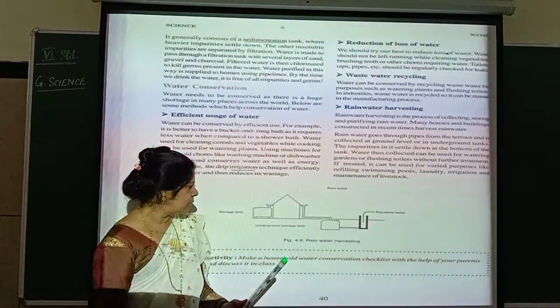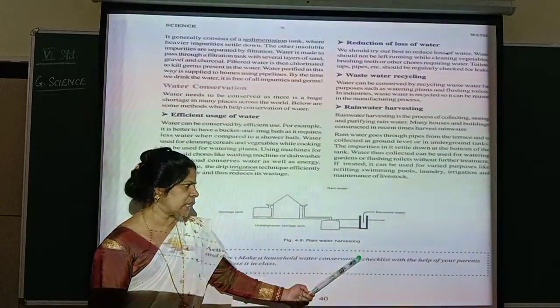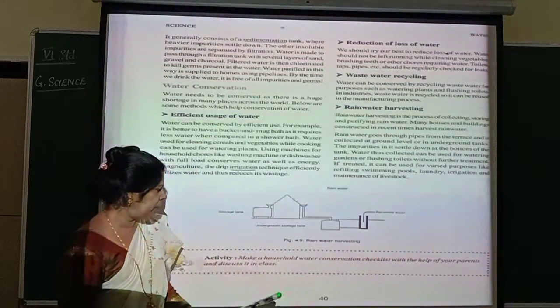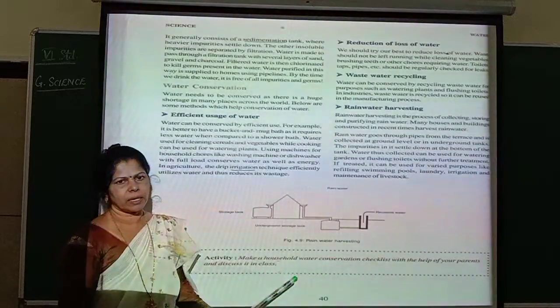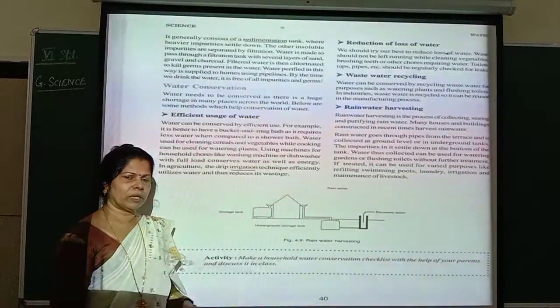Have you understood? So here is an activity: make a household water conservation checklist with the help of your parents and discuss it in class. That's an activity for you. Okay. So let me stop it here, children. We'll continue in the next class.